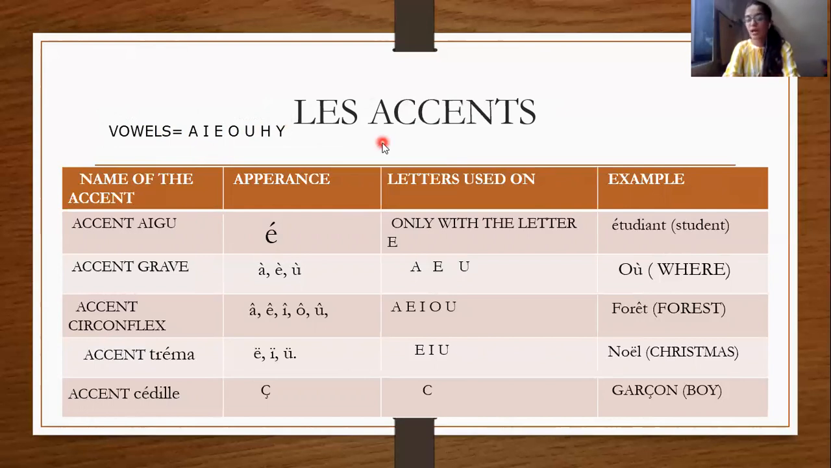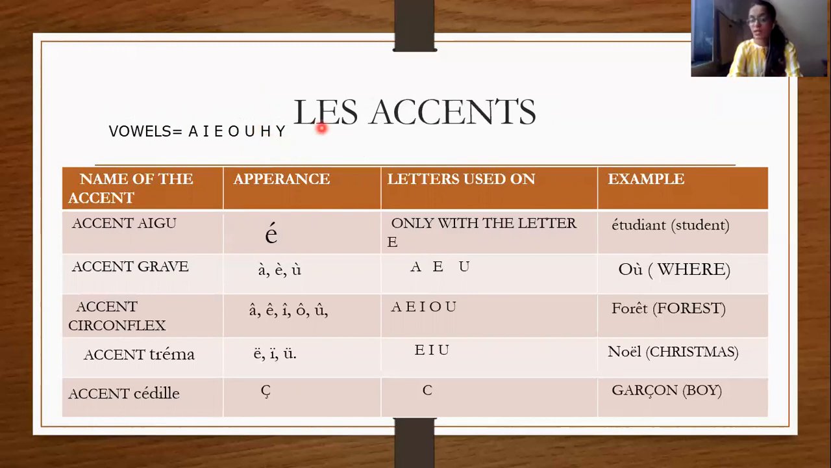You can just identify by seeing the appearance of the letters used on the table or column that H and Y do not have accents. So that is why they are silent vowels. Okay?